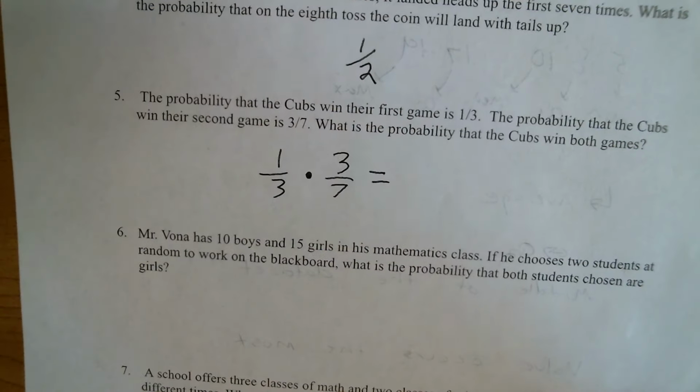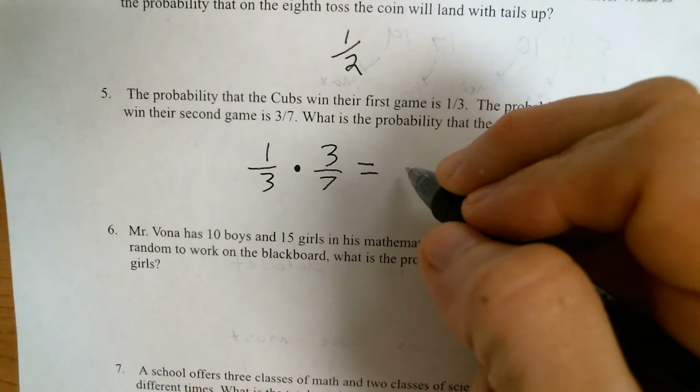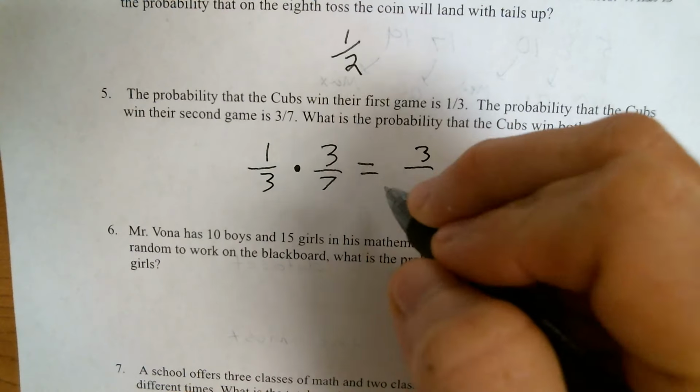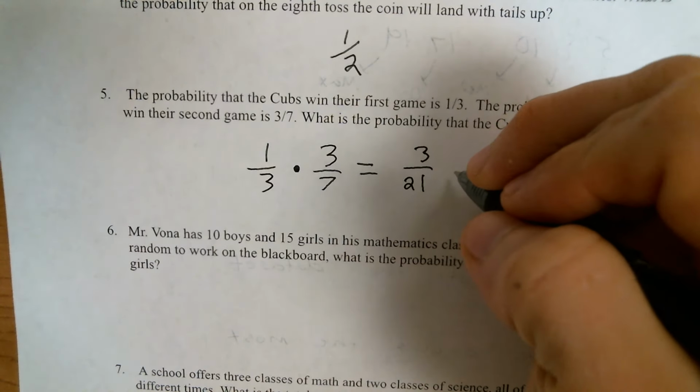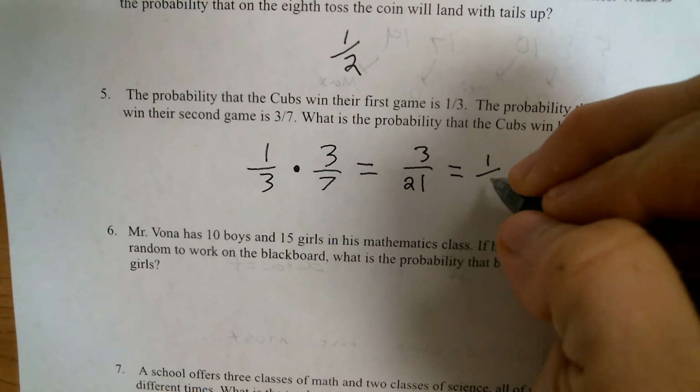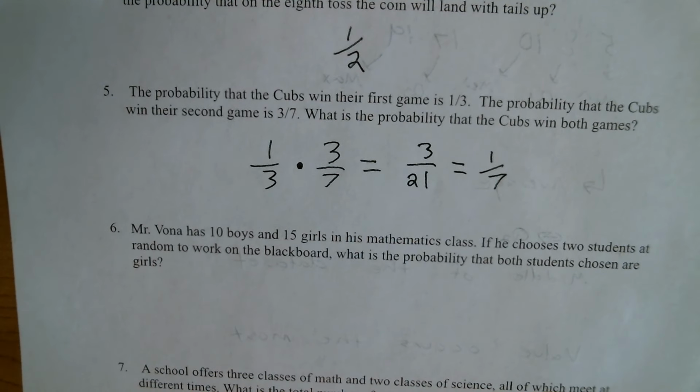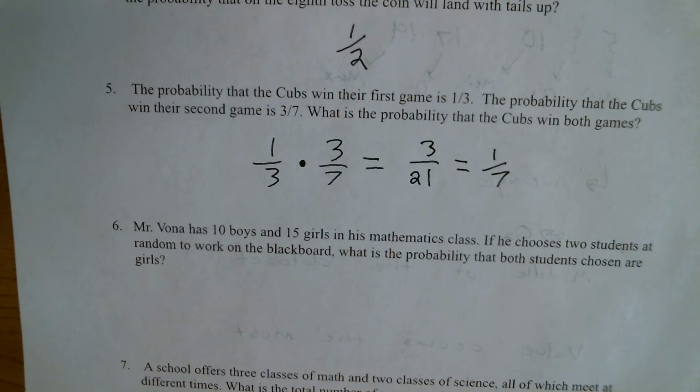So 1/3, 1 times 3 is 3, 3 times 7 is 21, 3 over 21 is 1/7. So the odds of winning both games are 1 out of 7. All right. And we'll deal with conditional probabilities and disjunctions and conjunctions, and that's where all this sort of stuff will start to come in.